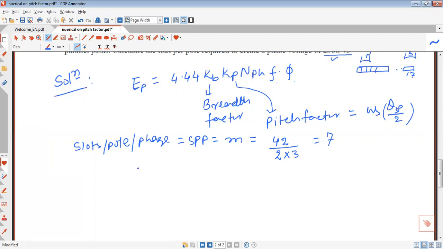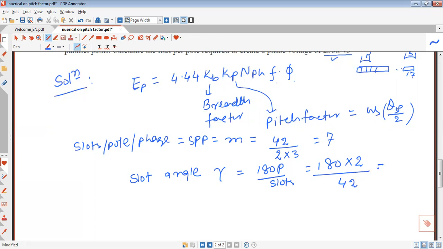In the same way we can also find the angle called the slot angle, gamma, which is equal to 180 multiplied by P divided by slots. So 180 multiplied by poles, which is 2, and slots is 42. After division we get 5.857 degrees. This angle we have calculated.